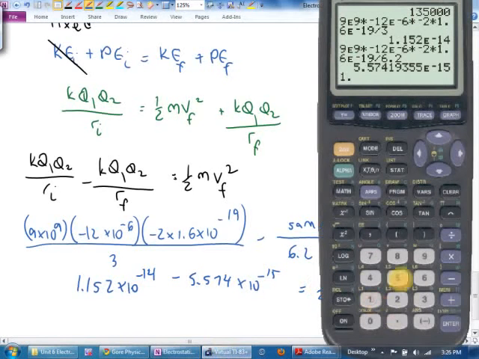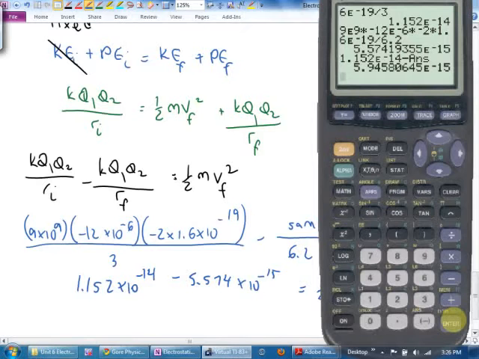Get an answer on the left. So 1.152 times 10 to the negative 14 minus that answer, 5.946 times 10 to the negative 15.